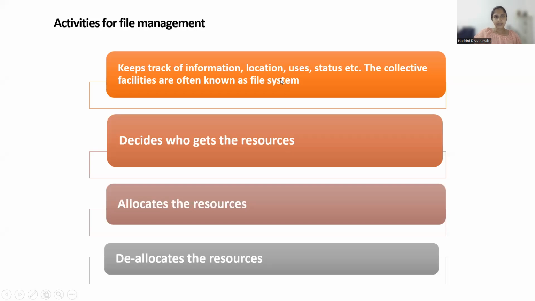These are the activities of file management. It is going to keep track of information, location, user status, right? And the collective facilities are often known as the file system. And also it decides who gets the resources, right? Allocates resources, deallocates resources. As with the previous activities, it is going to manage these activities inside file management.